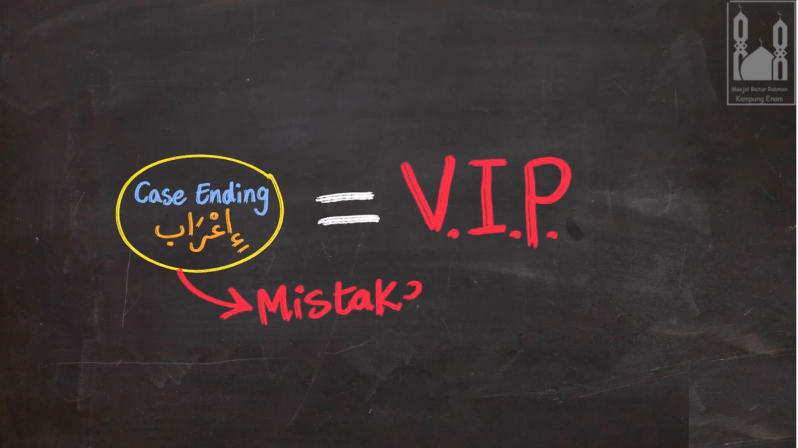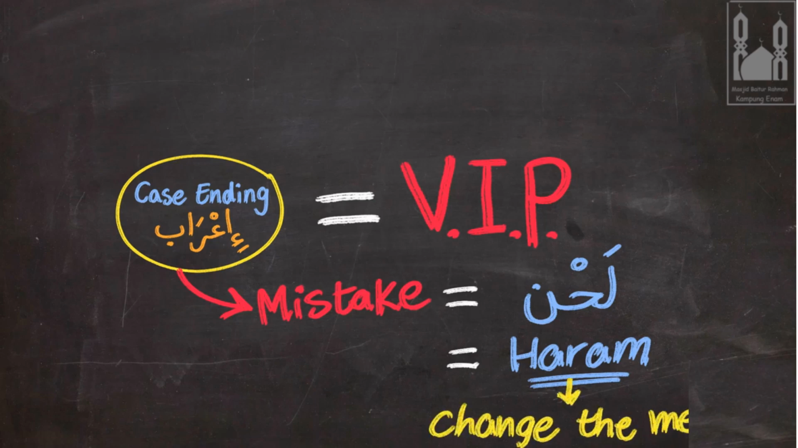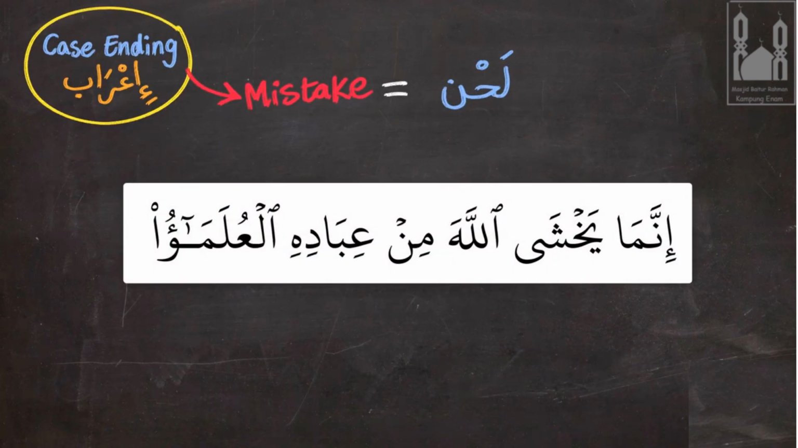Making a mistake in the case ending is called in Arabic lahn, or a clear mistake, which is actually haram to make, if you're able to learn and avoid it, of course. Because switching these endings around will definitely ruin the meaning of the ayah. So let's have a look at this example to understand how serious this type of mistakes is.